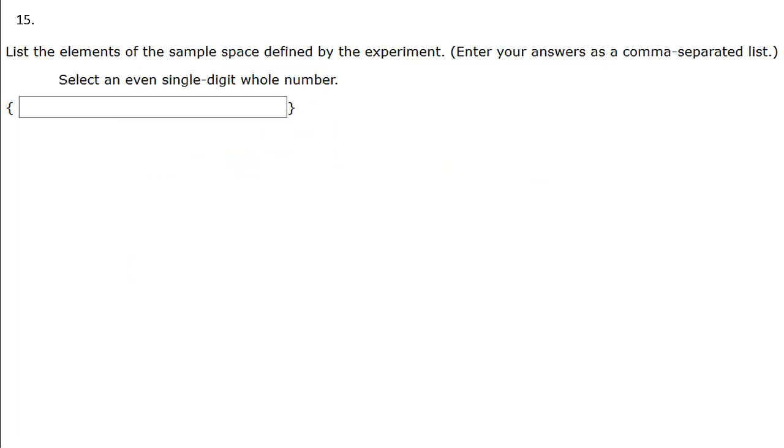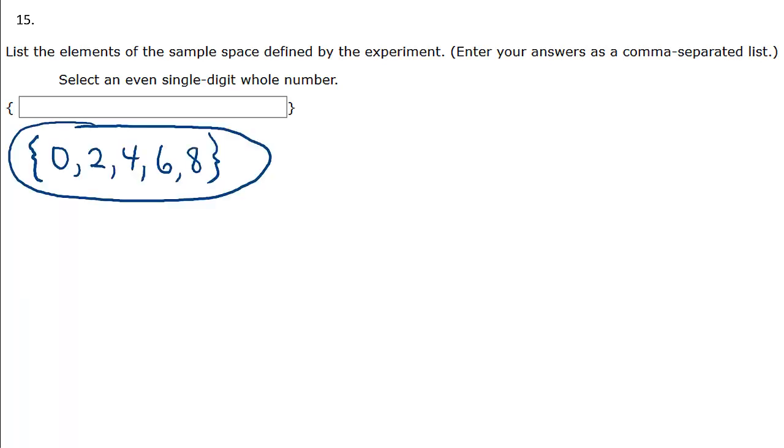Number 15. List the elements of the sample space defined by the experiment and enter your answers as a comma-separated list. So we want to select an even single-digit whole number. Well, whole numbers start with 0, 1, 2, 3, 4, 5, 6, 7, 8, 9. And if you want to stop at single digits, you can't go any higher than 9. But they also want them to be even. So you have to throw out the odds. So the single-digit even whole numbers are 0, 2, 4, 6, and 8.